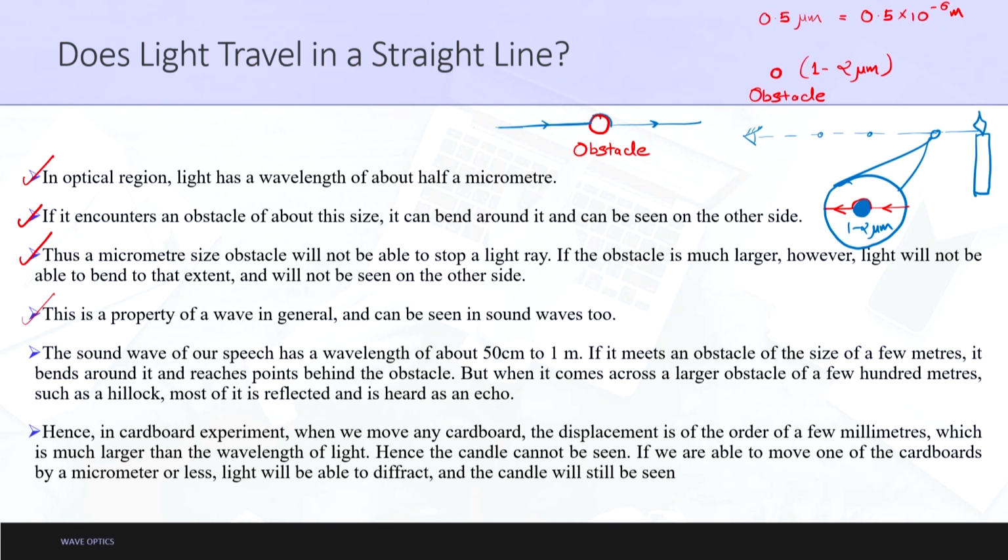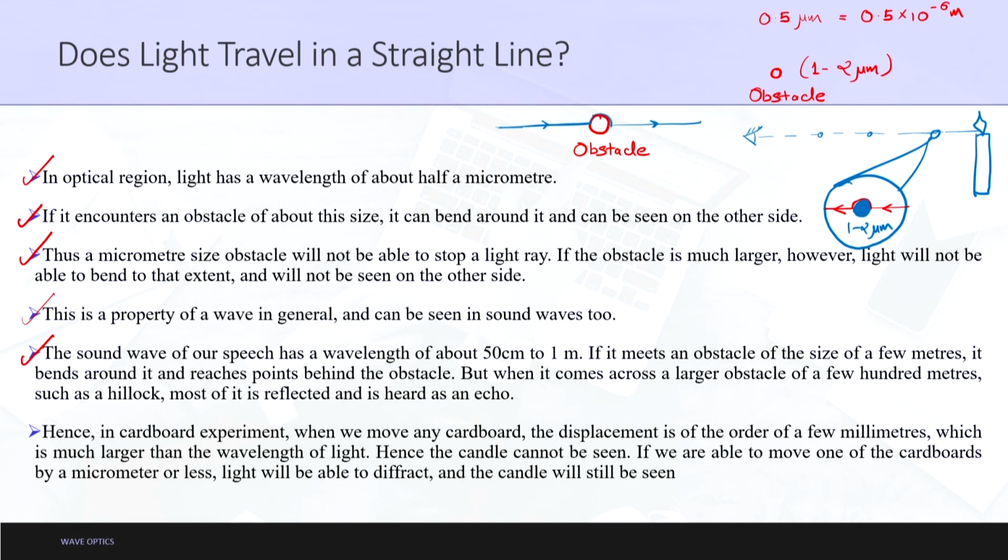Moving on, the sound wave of our speech has a wavelength of about 50 centimeters to 1 meter. So, wavelength differs for light and sound waves. If it meets an obstacle of the size of a few meters, it bends around it and reaches the point behind the obstacle, as in the similar analogy of light waves.